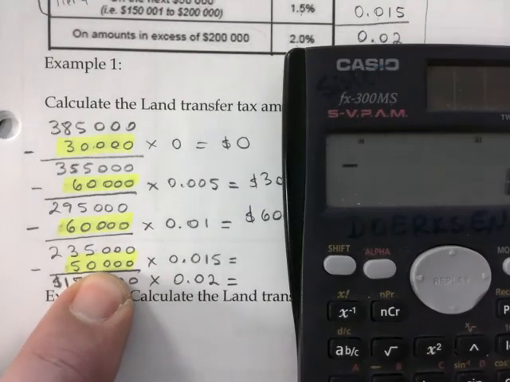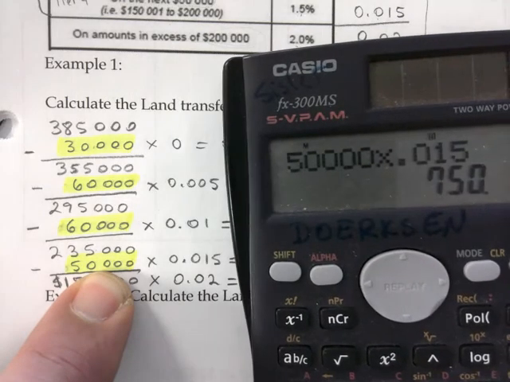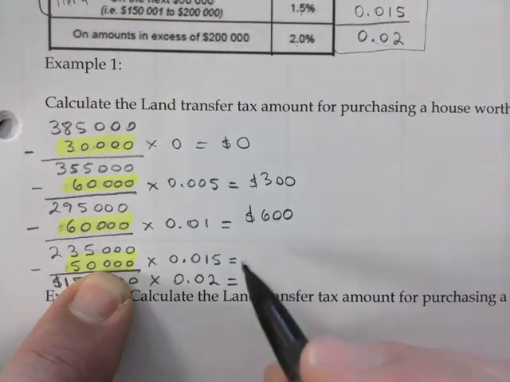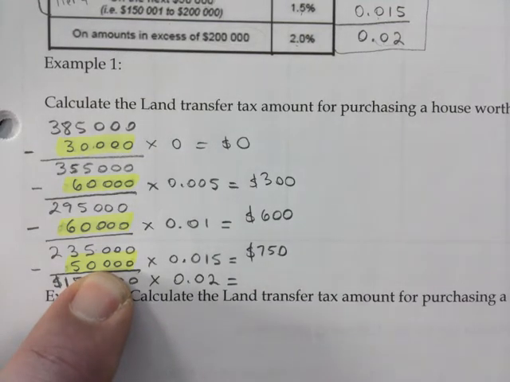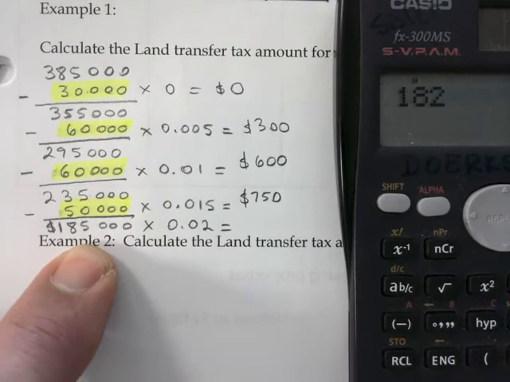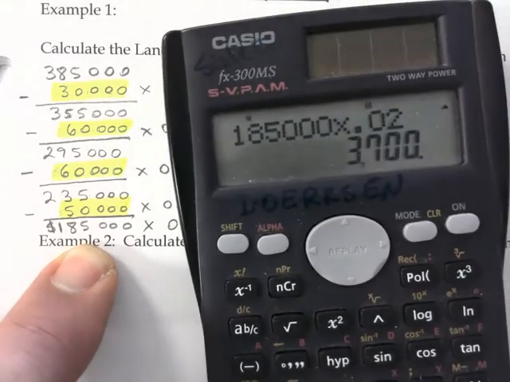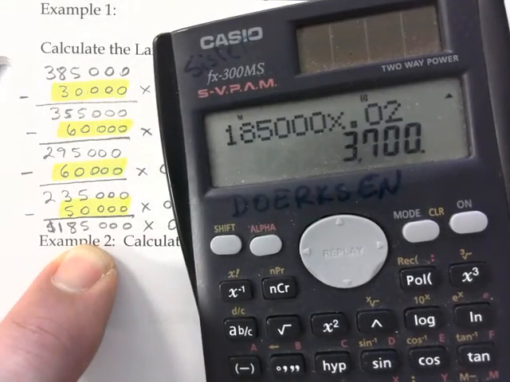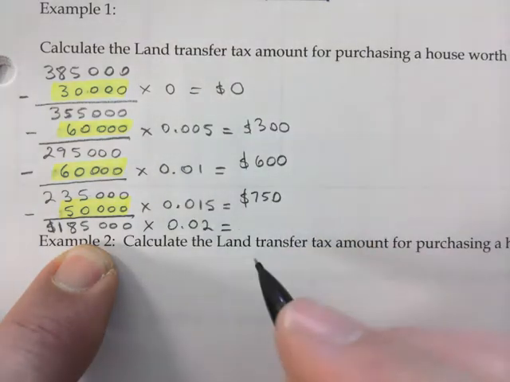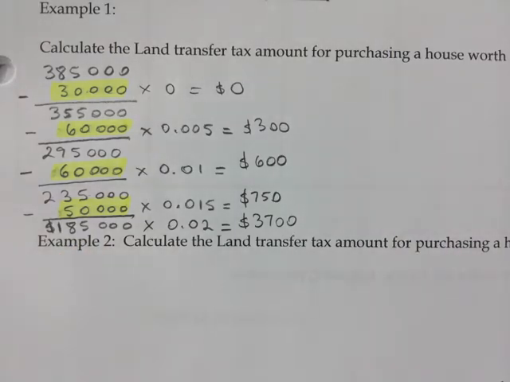The 50,000 here gets taxed 1.5%. That's $750. And this is the big one here. 185,000, sorry, times 0.02, $3,700. You heard it right. $3,700. So if your house is worth more than 200,000, that's when it starts to get really expensive on that.